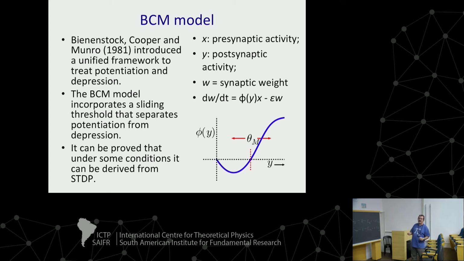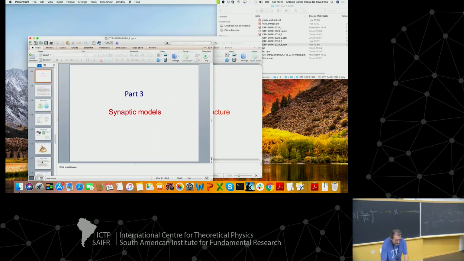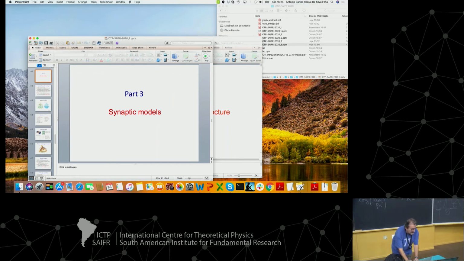Much later, by, I think, Izhikevich, it was proved that under some conditions this model, the BCM model, can be derived from an STDP model. So one can link those models. So this is a model that is used as well. I think that's the stopping point for this lecture, for the synaptic part. I just gave you some ideas of how to model synapses.